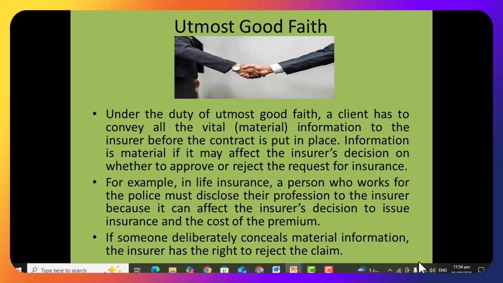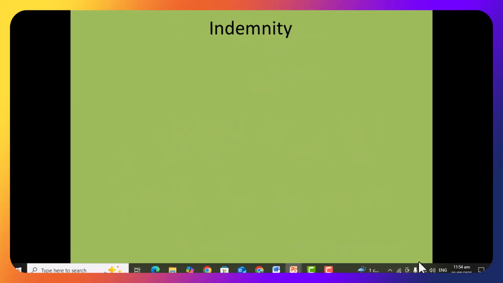Normally, at the end of the proposal form, there is a declaration in which the client declares that whatever information he or she has provided is factual and true to the best of their knowledge. And if the insurance company finds that information erroneous later on, it reserves the right to reject the insurance claim.